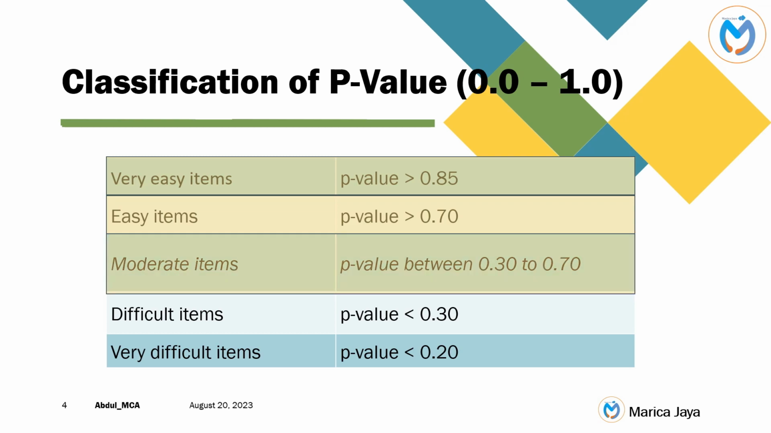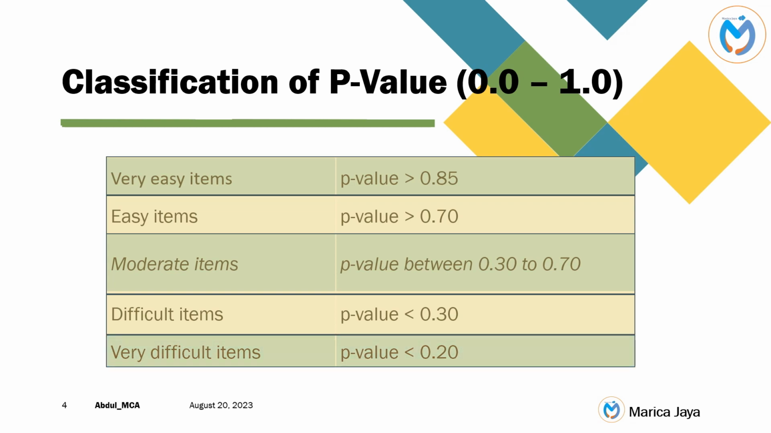For the items with a p-value ranged between 0.30 to 0.70, these items are categorized as moderate items. Items with a p-value less than 0.30 are categorized as difficult items, and when the p-value is below 0.20, the items are categorized as very difficult items.